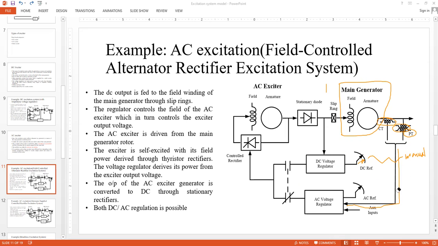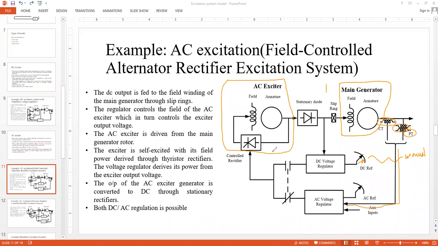So the AC voltage VT is taken into the AC voltage regulator. The information is extracted; there is a transducer and other things. So the path is closed now, and that signal goes up to the control rectifier block. This control rectifier block actually controls the excitation of the AC exciter itself. This is the AC exciter block.